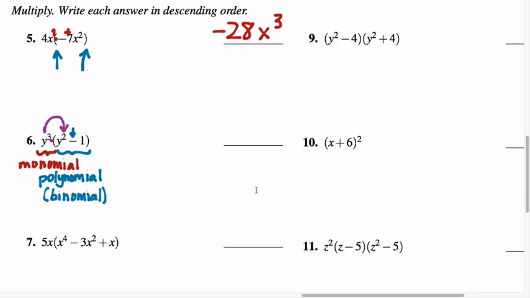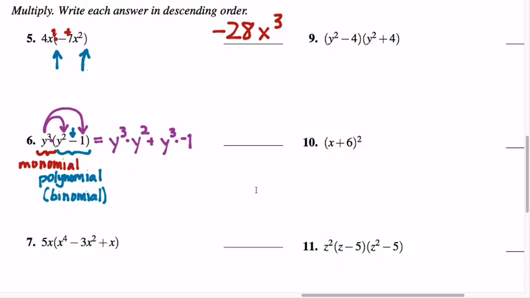So we'll apply the multiplication of y to the third power to both of the terms inside the parentheses. And the first term is going to be y to the third times y squared. And the second term is going to be y to the third times negative 1. And we'll put a plus here. So those are the 2 terms in my product.